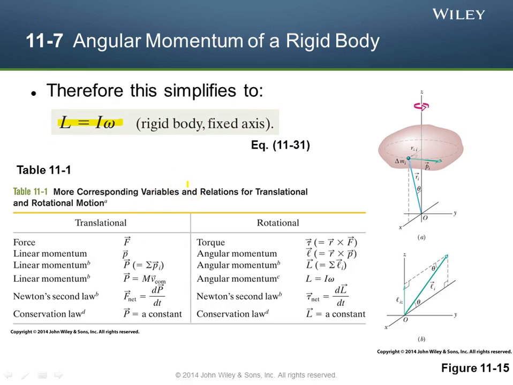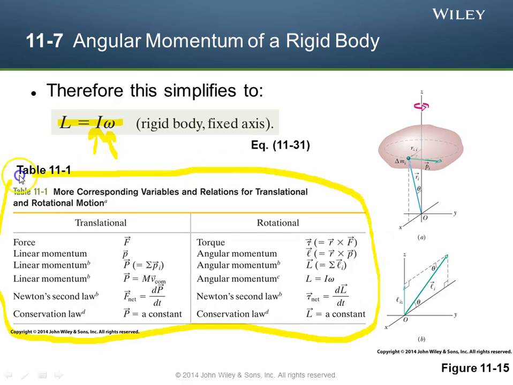And this should make a little intuitive sense in that I is kind of like a mass, and omega is kind of like a velocity, and momentum is mass times velocity. So angular momentum is angular mass times angular velocity. Now this table 11.1 is very important in that it gives us the relationships between our translational formulas and our rotational formulas.